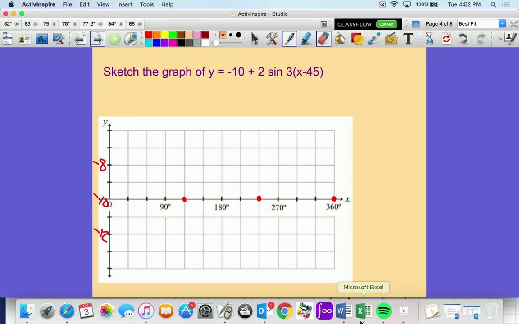Alright, and because it's sine, we're going to start at 0. Halfway in between, we're going to be back at 0, so that would be a 60. Halfway in between those would be at the top, and then at the bottom, and then we just follow that pattern. Alright, and once we have all those points, then we can draw in that wave.